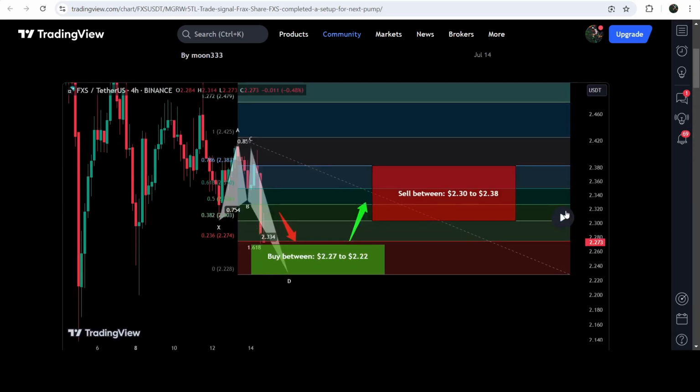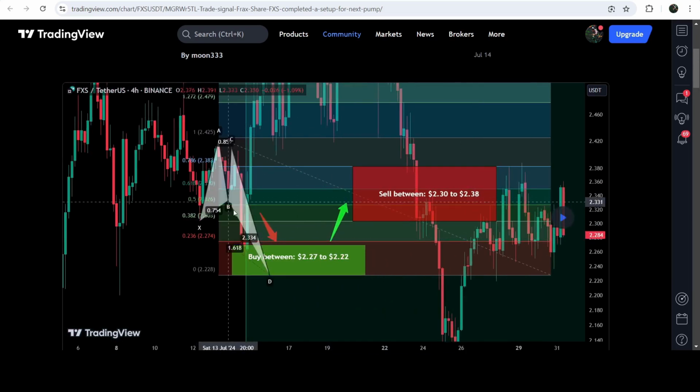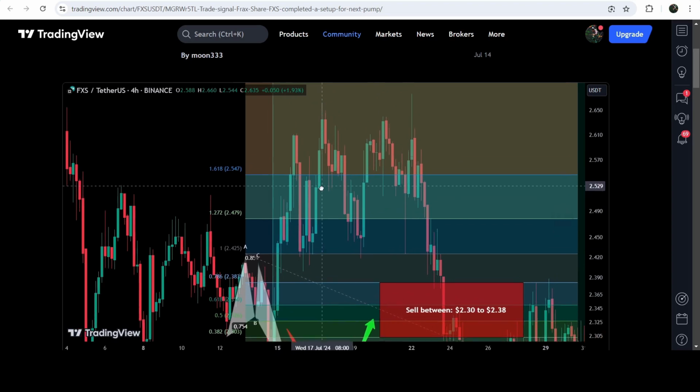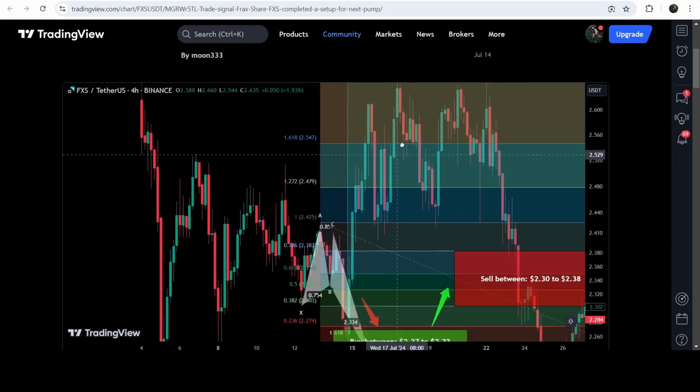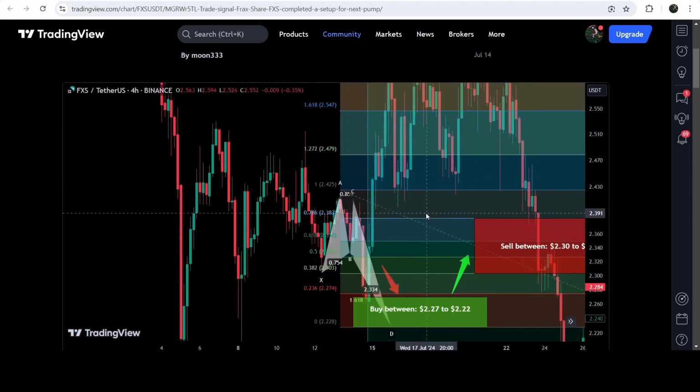And now if I play this chart, then you can see that the price line nicely moved up. First, it again dropped down into the buying zone here. Then we had a very nice reversal move. And this was almost 18% pump only on this 4-hour time frame chart.